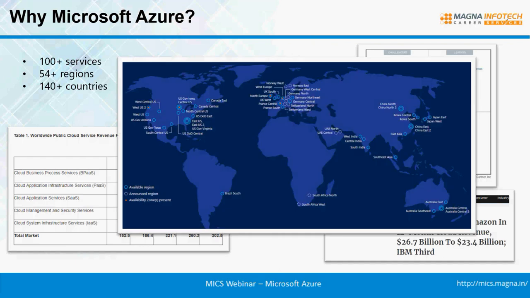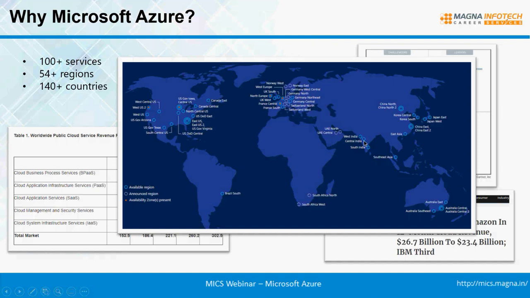The last figure which I want to show you here is what I have picked up from Azure. What you see here in the blue circles are different regions which Microsoft Azure has. So I talked about 54 different regions, and this is what you can see in the diagram.